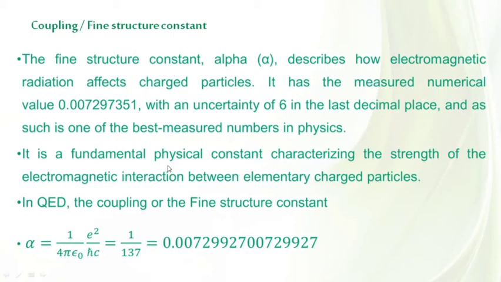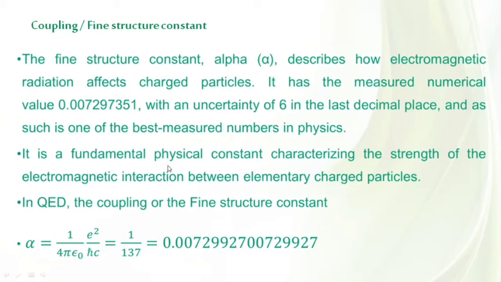We call it alpha. The fine structure constant alpha describes how electromagnetic radiation affects such particles. It has a measured numerical value of 0.007297351. This is a really very precise result, up to 6 decimal places. The uncertainty is in the 6th decimal place, and it is one of the best measured numbers in all of physics, not only physics, all of science. It is a fundamental physical constant characterizing the strength of the electromagnetic interaction between elementary charged particles.